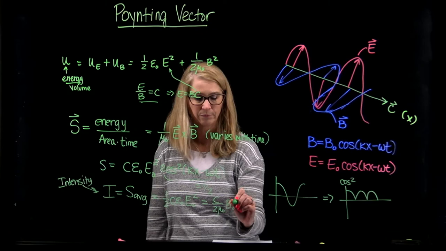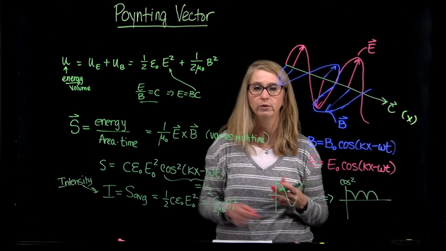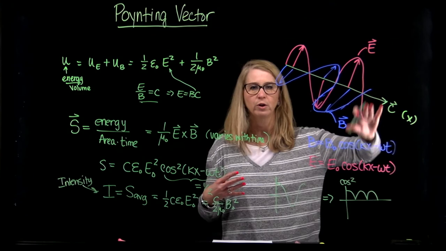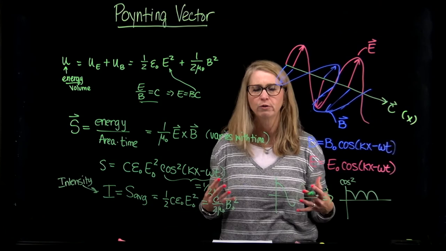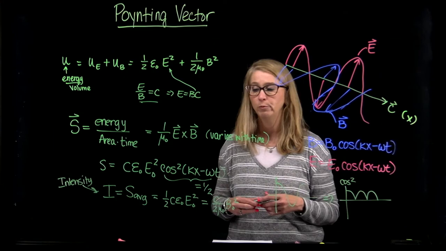When we talk about intensity, it is still going to represent the energy passing through an area per unit time. But the intensity is more about taking away the fact that these waves are constantly changing, and looking at it as an average over time: this would be how much energy we would be seeing. And that's what we did here by letting the cosine squared average value be 1/2. And so this just gives us a single value. This gives us a nice idea.